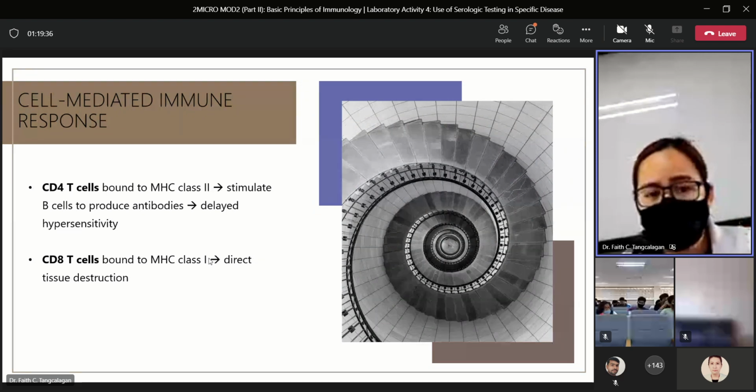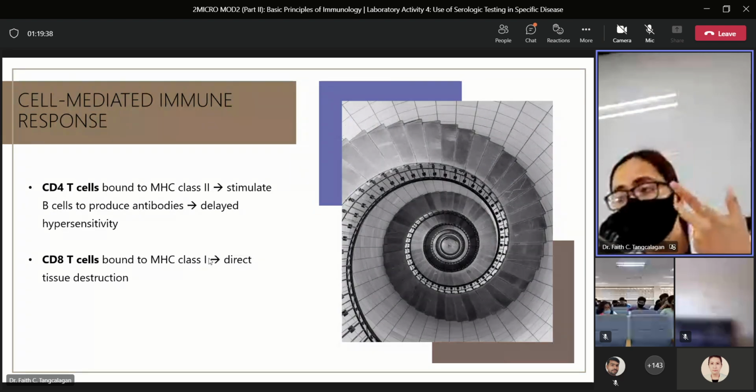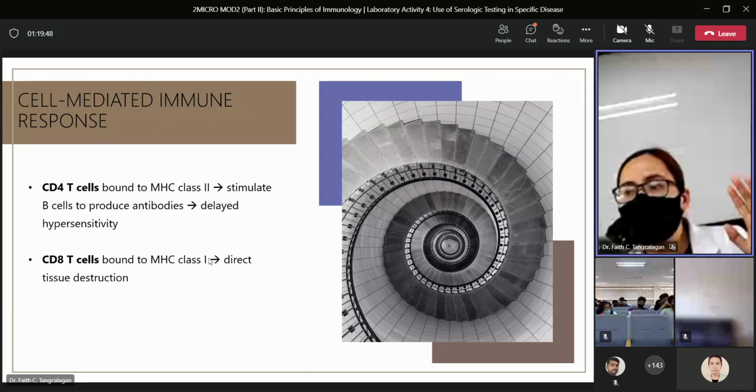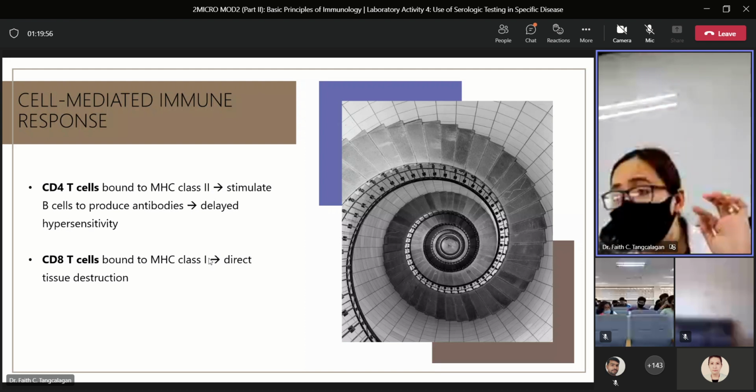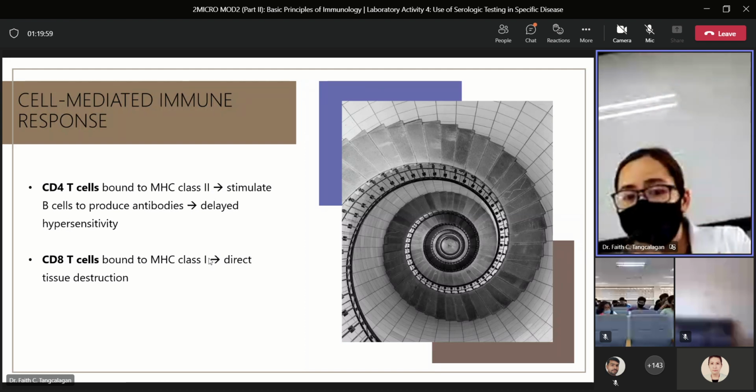So for your cell-mediated, it has two types of T cells involved, okay? Your CD4 and your CD8. Your CD4 binding to your MHC class 2, no? And then stimulating the B cells, while your CD8 is binding to your MHC class 1, and then has the potential to directly destroy the pathogen.